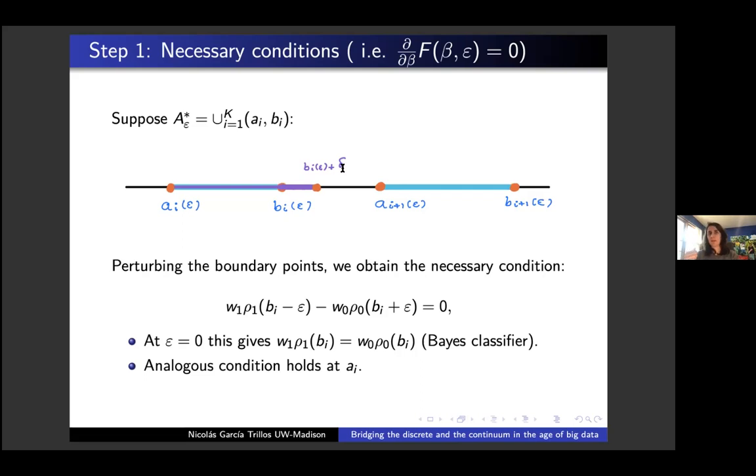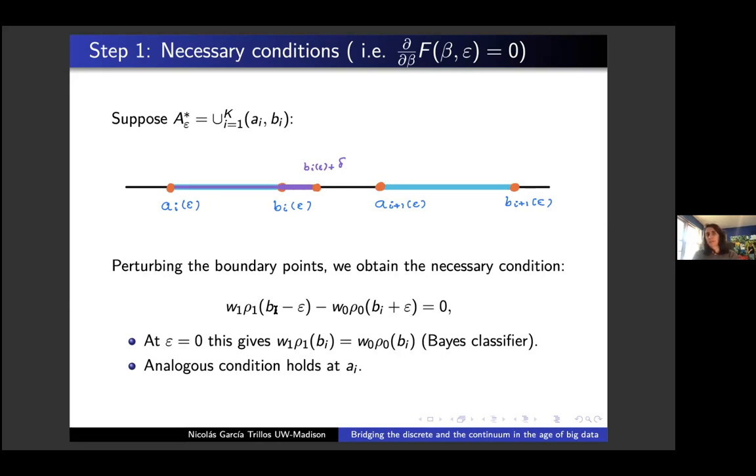You use that information to take derivatives with respect to delta, your perturbation, and set things to 0. If you compute the first variation, you get an equation that looks like this. This characterizes the possible endpoints of an optimizer when your adversary has power epsilon, the equations that the endpoint should satisfy. This is just obtained by computing variations.